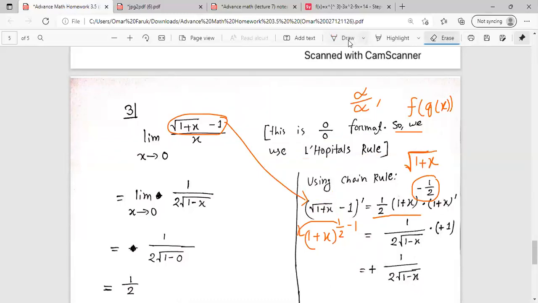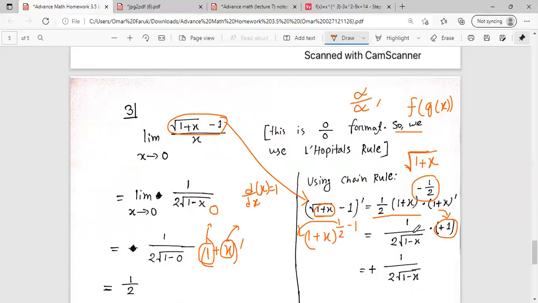And what is our inside function? The inside function is 1 plus x. The derivative of 1 plus x is 1, okay? The derivative of the constant is 0, and we know that the derivative of x is equal to 1, right? d/dx of x equals 1. That's why I write 1 here.